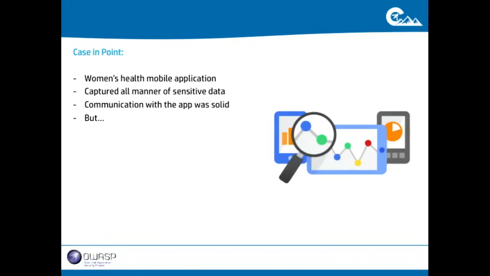So an example that we've seen in our practice multiple times is exactly this type of thing that happened to the LinkedIn app. In this case, it was a women's health application. It was a mobile application meant to take in some pretty sensitive information. First of all, you had the credentials for the app, which could be shared, but more importantly, it was sensitive data that was being entered, right?